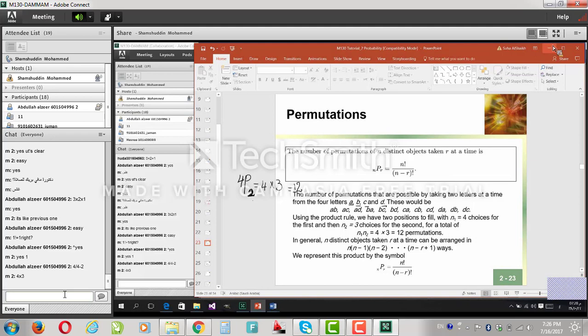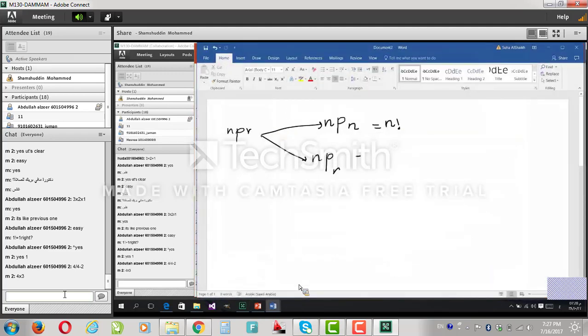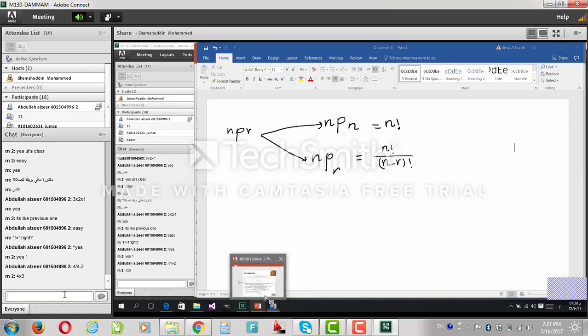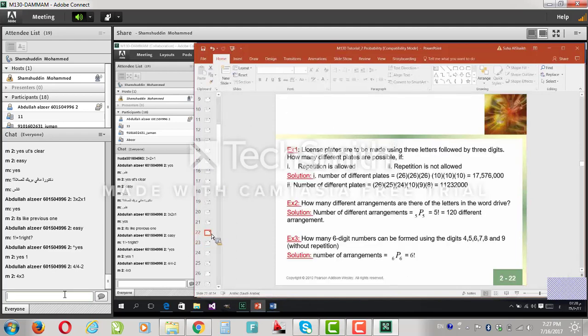And the rule is that the permutation is factorial n divided by factorial n minus r. Let me write this rule here. So nPr, when I have n things, is factorial n divided by factorial n minus r. Let me go back to this slide with the examples that we have.